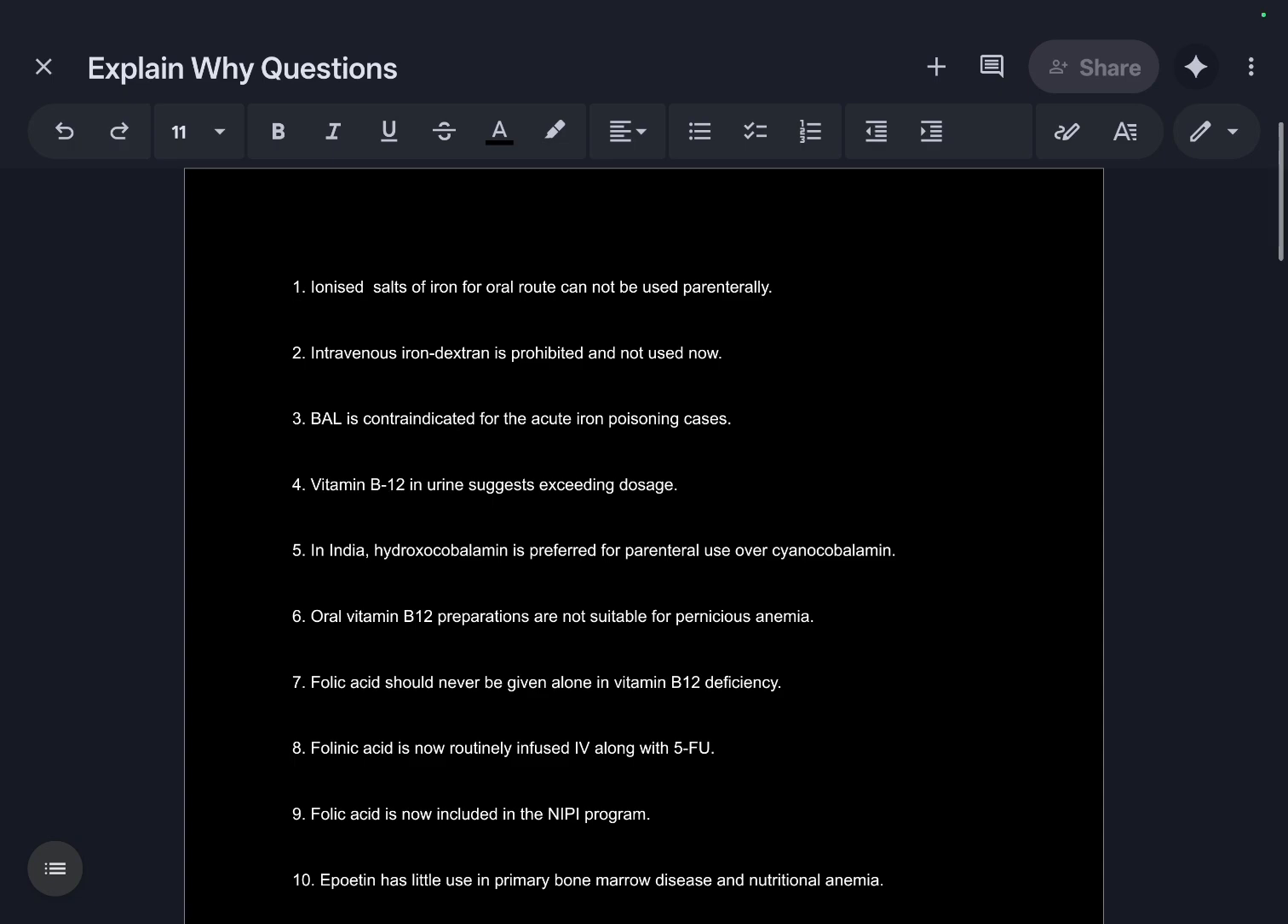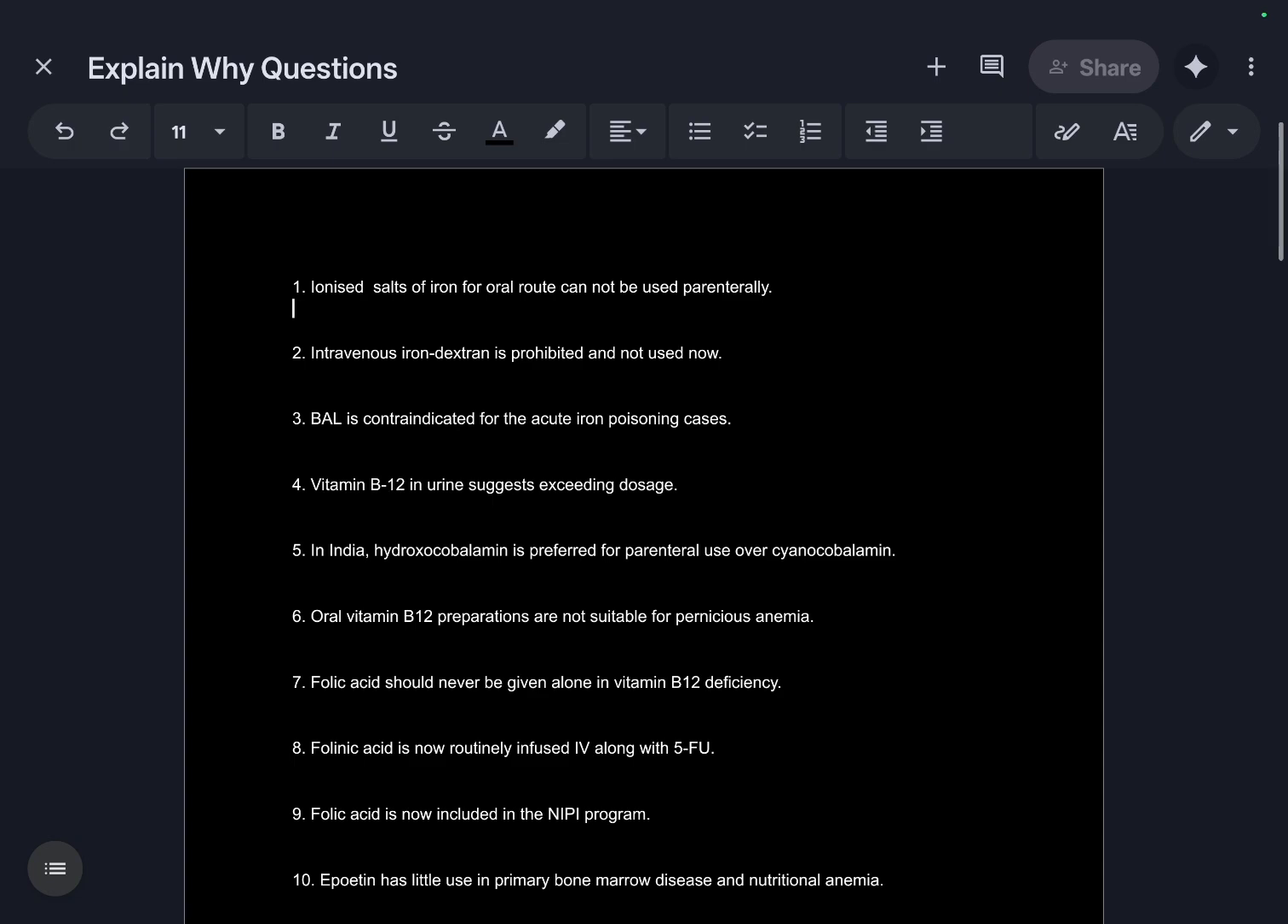So we know there are two forms of iron, for oral use and for parenteral, IV use. For example, for oral use we use ferrous fumarate and ferrous sulfate, and for parenteral use there are iron dextran and iron sorbitol citrate. These are a few examples. So the question here asks why, for example, ferrous sulfate cannot be used IV. Why can it only be used orally as a tablet?